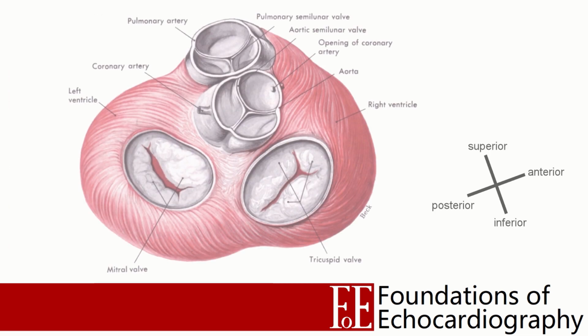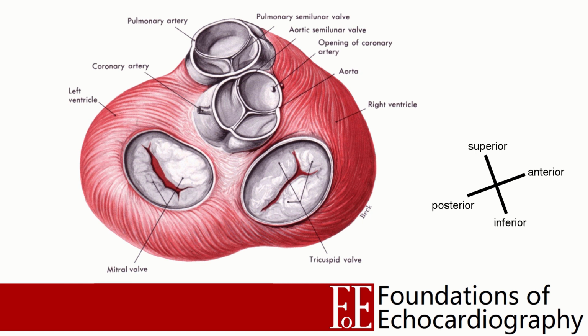Okay, so finally let's consider the pulmonary valve, which is structurally very similar to the aortic. The pulmonary valve lies slightly anterior and superior to the aortic valve, and like the aortic valve, it typically has 3 cusps and doesn't rely on any subvalvular apparatus.